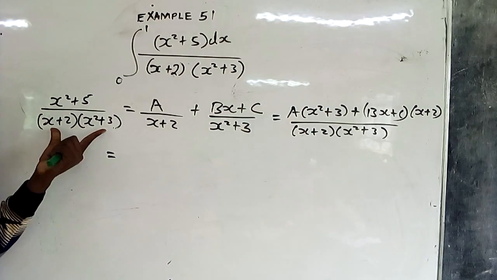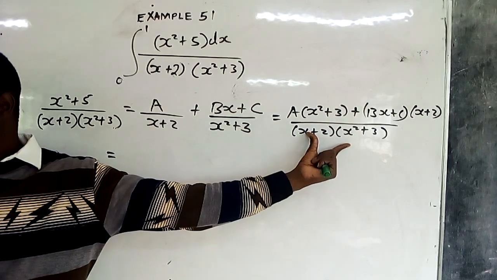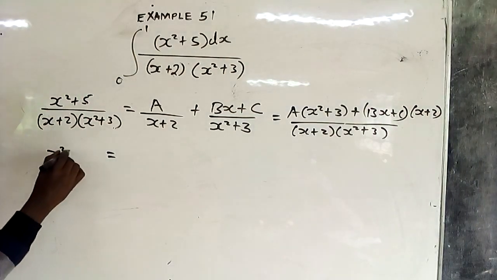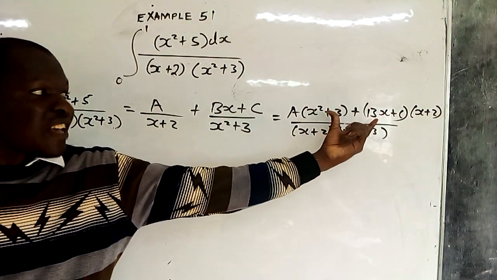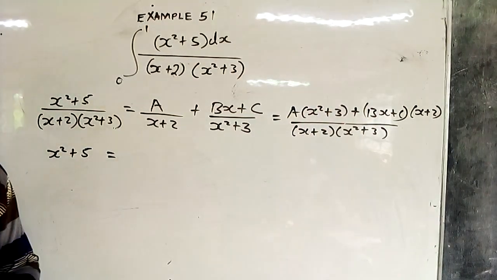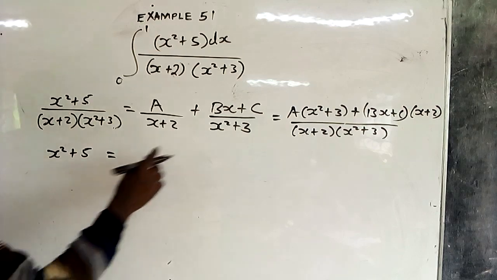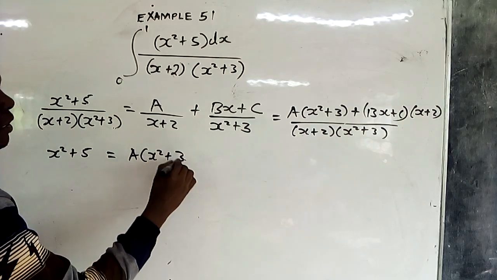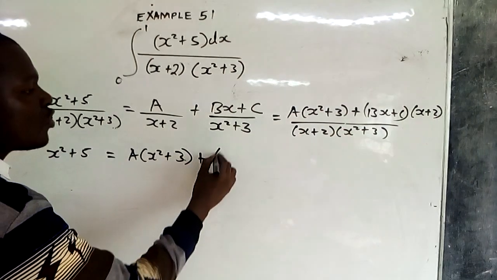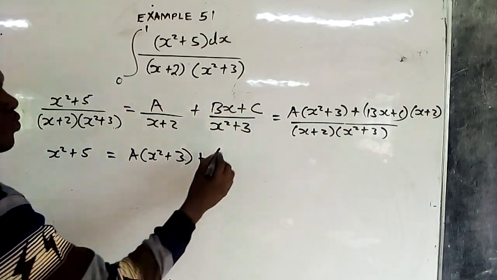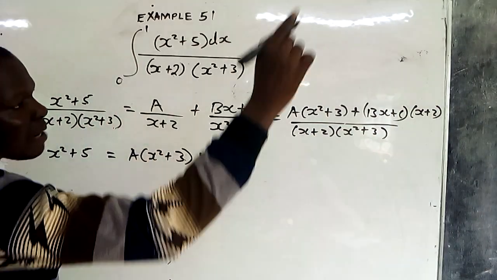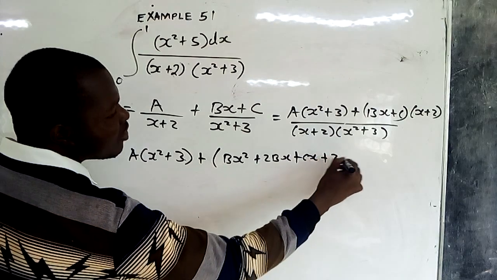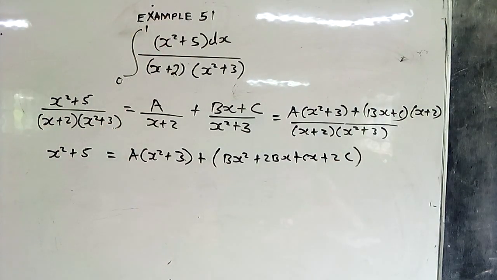Remember, we are comparing. The denominator is the same as the denominator, so we are comparing the numerator with the numerator. The numerator this side is x squared plus 5, and the numerator this side is this. So we simplify this. Can you start collecting? Here we have a into x squared plus 3, then plus, open the other bracket. Bx times x is bx squared, bx times 2 is plus 2bx, c times x is plus cx, then plus 2c, if you expand that.